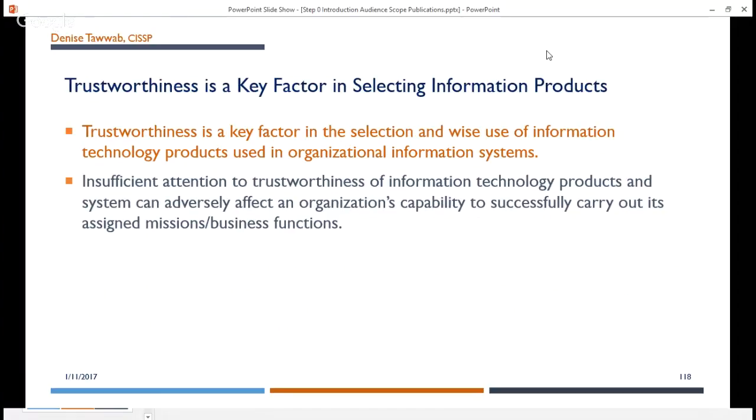Trustworthiness is going to be a key factor in selecting information products. Insufficient attention to trustworthiness of information technology products and systems can negatively affect your organization's capability to successfully carry out its business functions. So we're not belaboring this point for no cause.